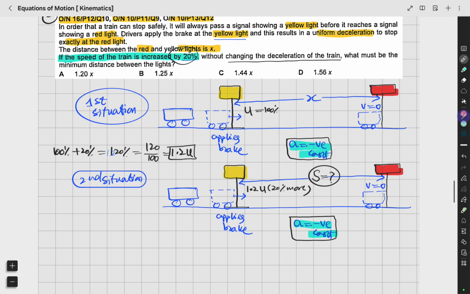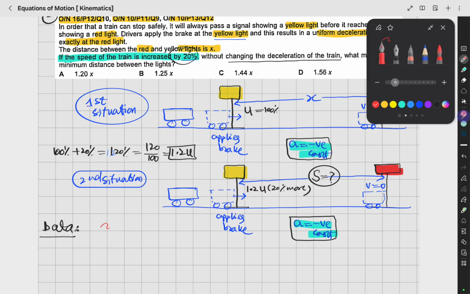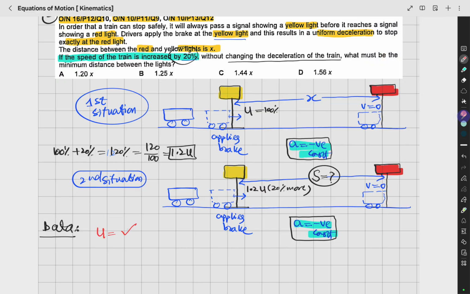So you are in a two situation question. You see which data is given to you, so you look for the data. Initial velocity is given, acceleration is given, they're saying that acceleration is constant, and then the displacement is given, and then the final velocity is given because it is stopped. So you will see which quantity is missing. What is not mentioned? Time. Yes, you're right. Time is not mentioned at all.